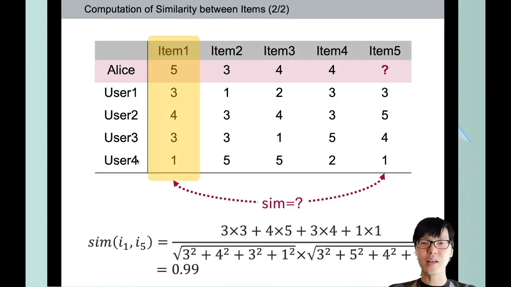This is an example of cosine similarity computation. On this table, the cosine similarity between item 1 and item 5 is 0.99, like this, if we ignore the Alice rating dimensions.